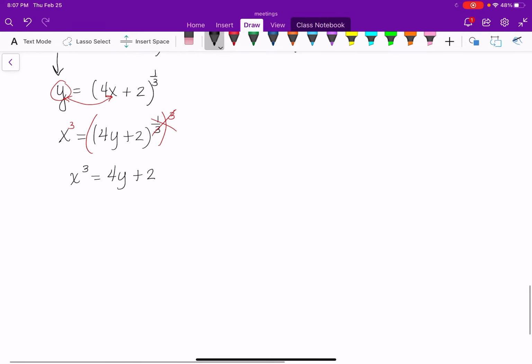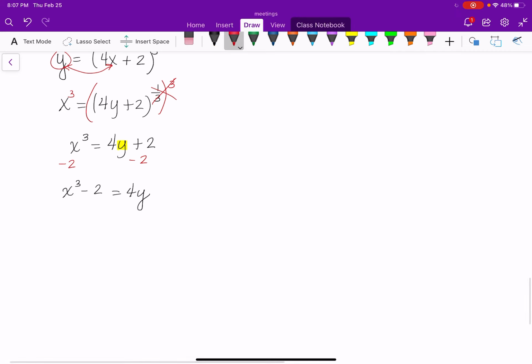Again, remember, this is all about getting the y by itself. So the next thing we're going to do is subtract 2 from both sides. So we have x to the third minus 2 equals 4y. And then to get rid of that 4, we're just going to divide everybody by 4, making sure we do that entire left-hand side divided by 4. So we have x to the third minus 2, all over 4, is equal to y.